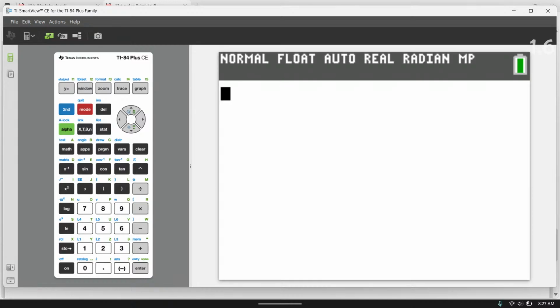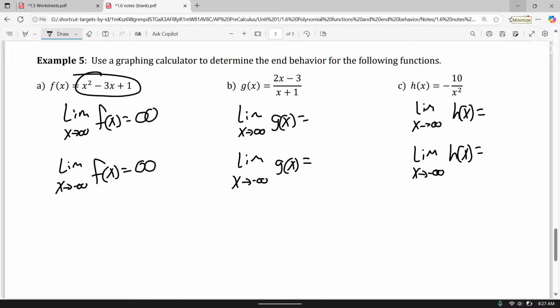I'm not as concerned, obviously, with those last 3 questions. But I think they're just wanting you to see that when they're not polynomials, those won't be infinities. It's not that big of a deal. We're dealing with polynomials, so all we're going to be dealing with is infinities.